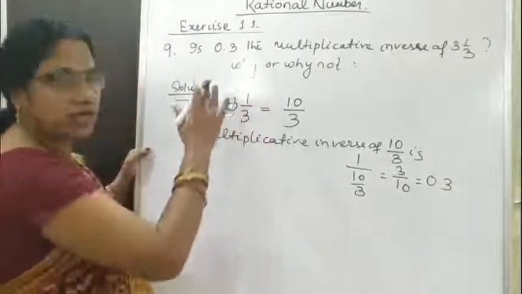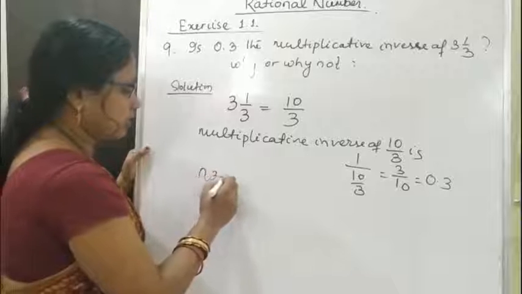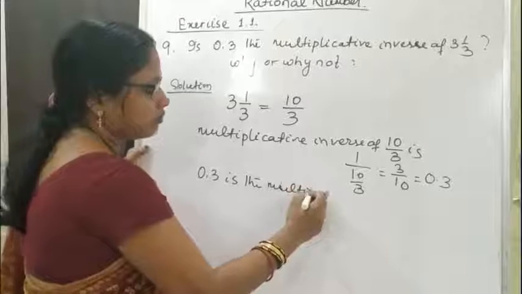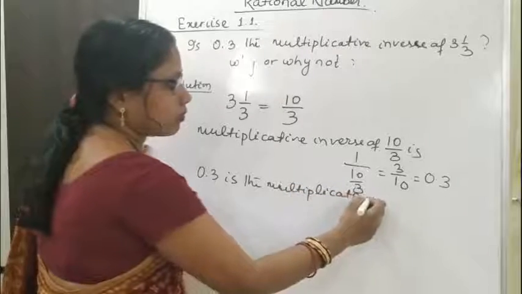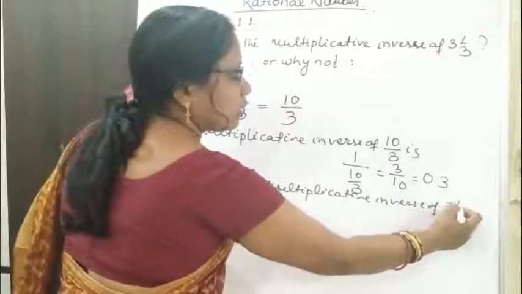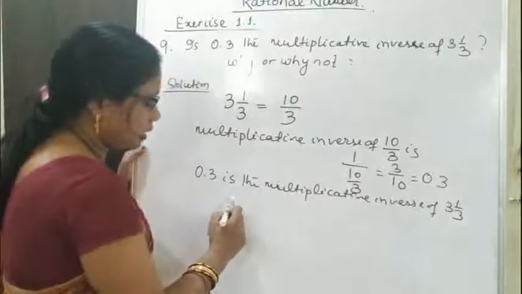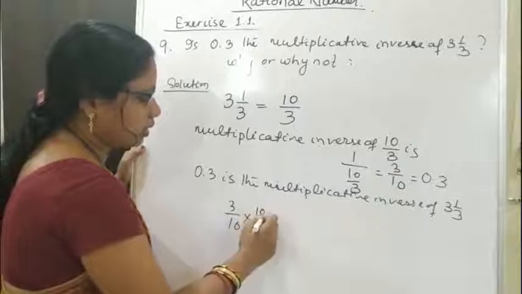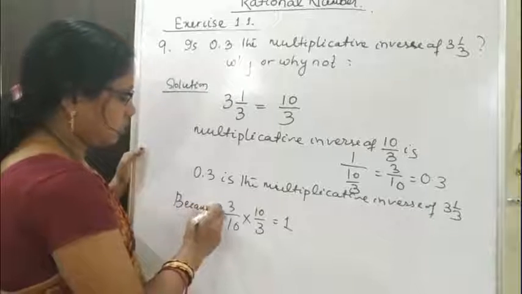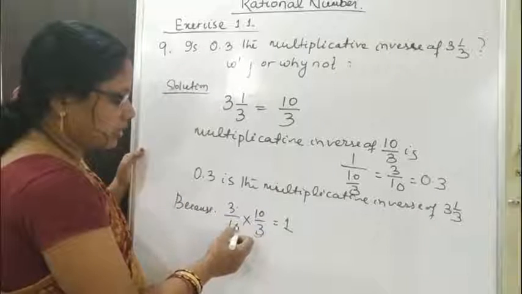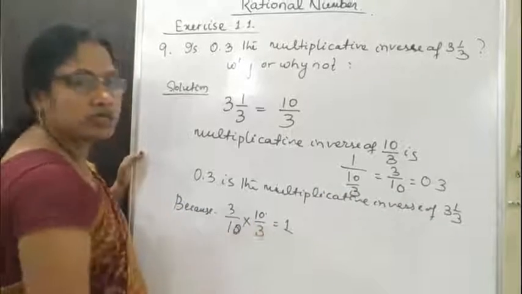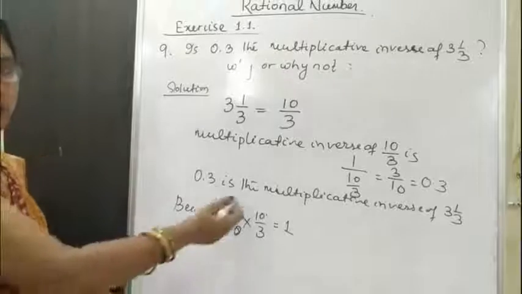So here the answer is yes. 0.3 is the multiplicative inverse of 3 1 by 3, as 3 by 10 multiplied with 10 by 3 is equal to 1, because 0.3 can be written as 3 by 10 and 3 1 by 3 can be written as 10 by 3. So their product is 1. So each is the multiplicative inverse of the other.